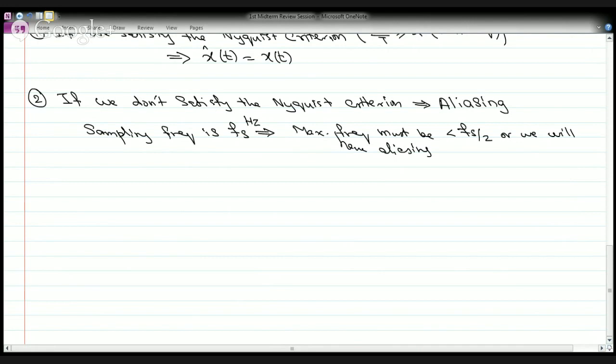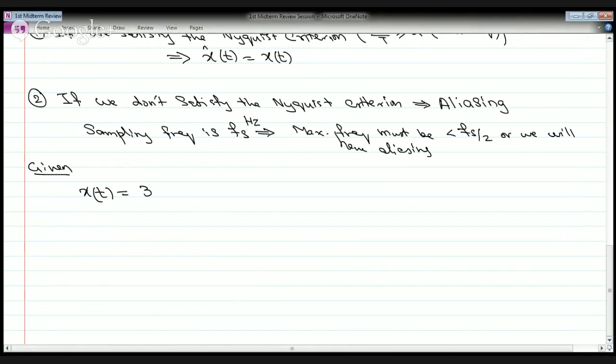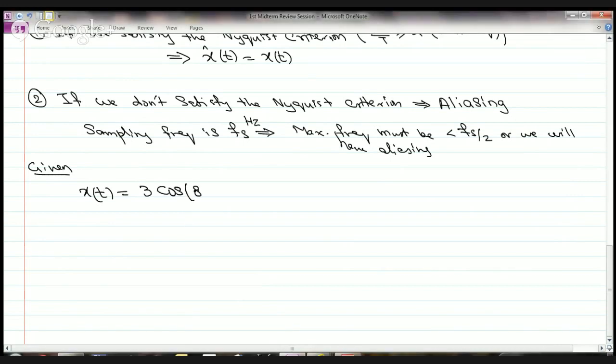Okay, so we'll go over the part. So this is what we are given. Our x of t is 3 cosine of 8,000 pi t plus 2 sine of 12,000 pi t plus cosine of 16,000 pi t.